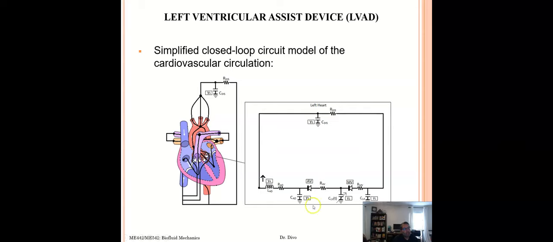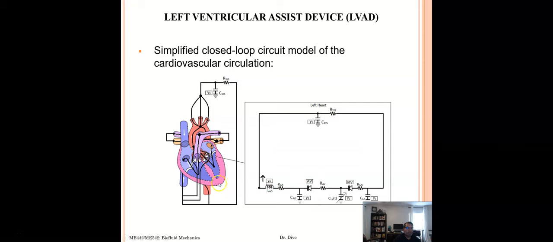Again, the systemic RC elements, the resistance and the compliance, basically encompass everything in the systemic circulation: the arterial system, the arterioles, the capillaries, the venules, the veins, including the right heart. So it includes the right atrium, the right ventricle, the two valves, and the pulmonary circulation. Everything is encompassed in the systemic resistance and compliance. This is the most simplified version that we can conceive of the cardiovascular circulation in a lumped parameter model, one that bundles everything else into the systemic circulation.